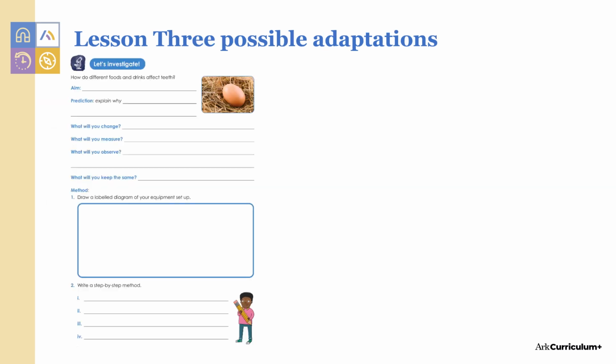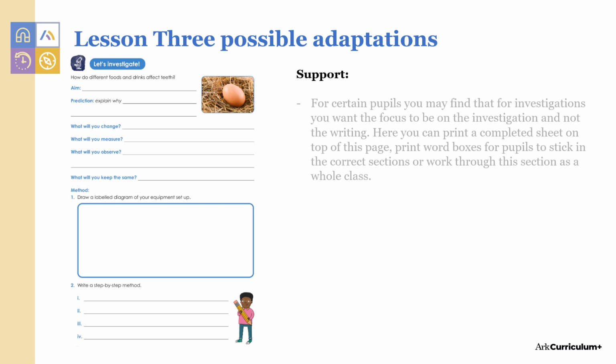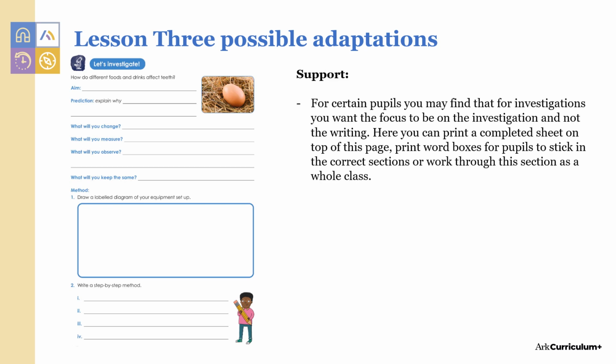This activity involves an investigation, and for certain pupils, you may find that for investigations, you want the focus to be on the investigation and not the writing. Here, you could print a completed sheet on top of this page. You could print word boxes for pupils to stick into the correct sections, or you could work through the section as a whole class or with a small group.